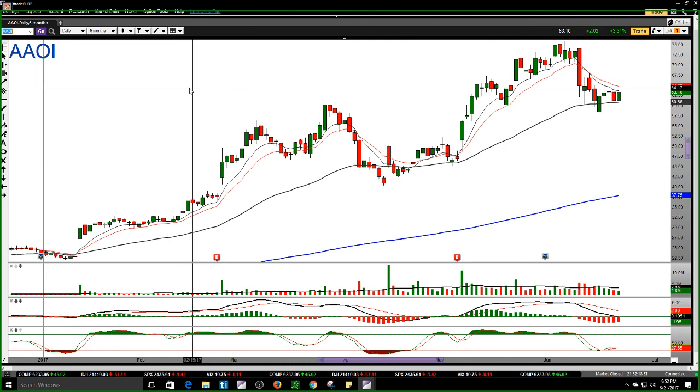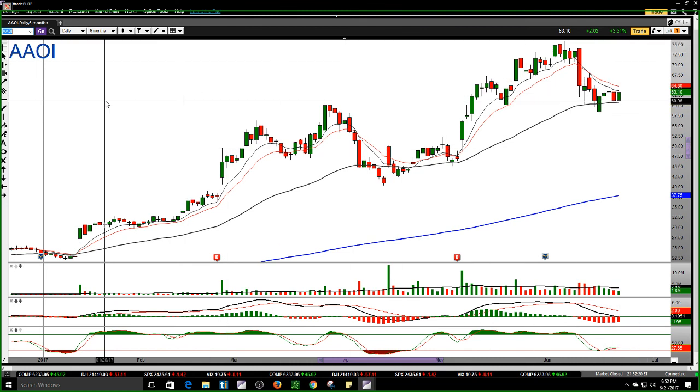Keep an eye on AAOI, by the way. I think the chart's ready to make a move, so it might be tomorrow.